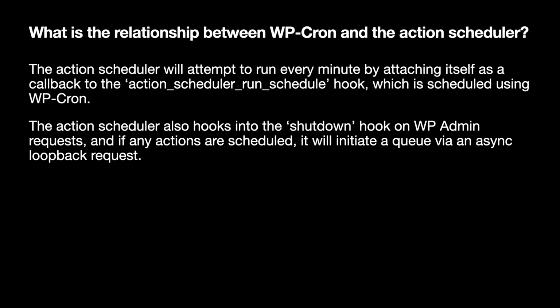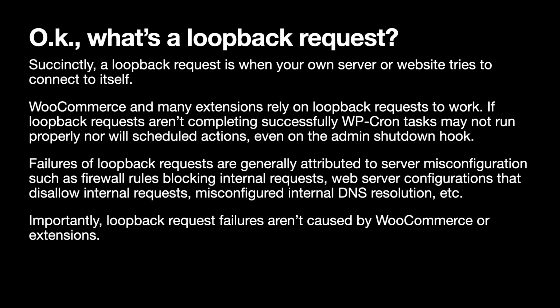So there is a relationship between WP-Cron and the action scheduler, and that is that the action scheduler runs on a WP-Cron schedule. So every minute, the action scheduler run scheduler hook is supposed to run. In addition to that, though, the action scheduler also hooks into the shutdown hook on any WP admin requests and tries to run its jobs then via an async loopback request. And that gets us into the common failure point, which is often loopback requests.